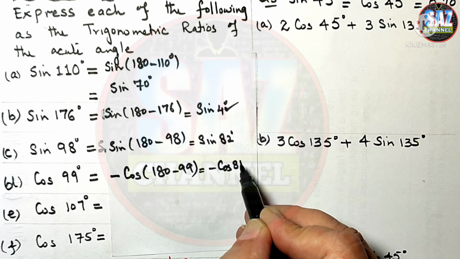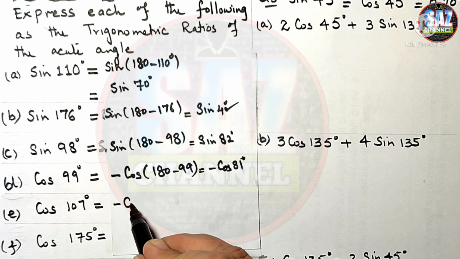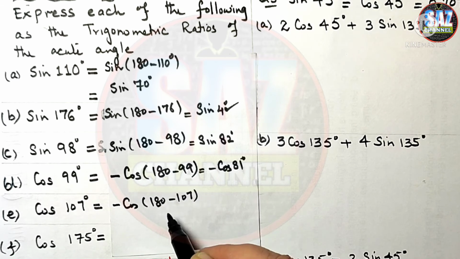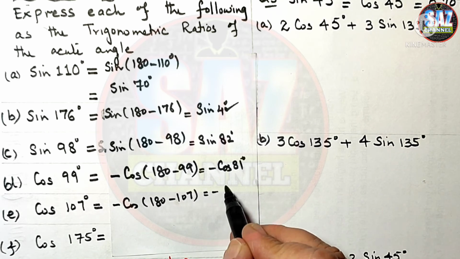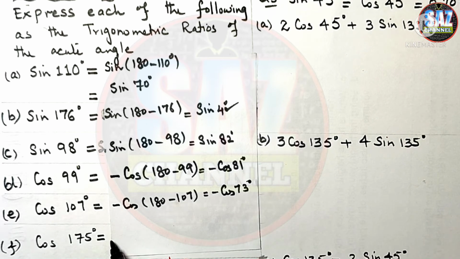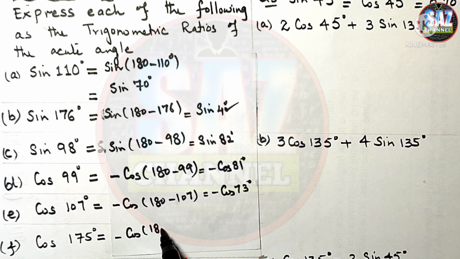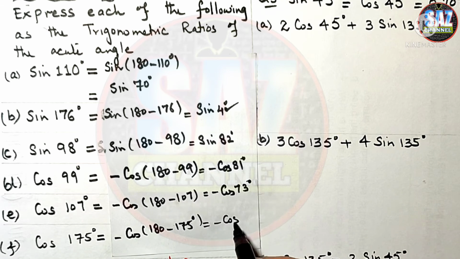Same here for cosine 107 degrees, which will be equal to minus cos of 180 minus 107, and 180 minus 107 gives minus cosine 73 degrees. And cos 175 will be equal to minus cos of 180 minus 175, and this is minus cos 5 degrees.